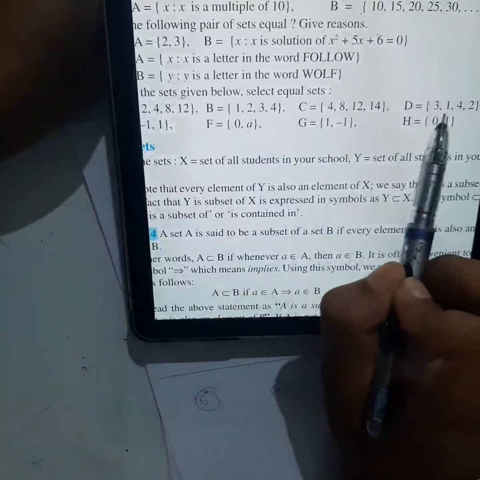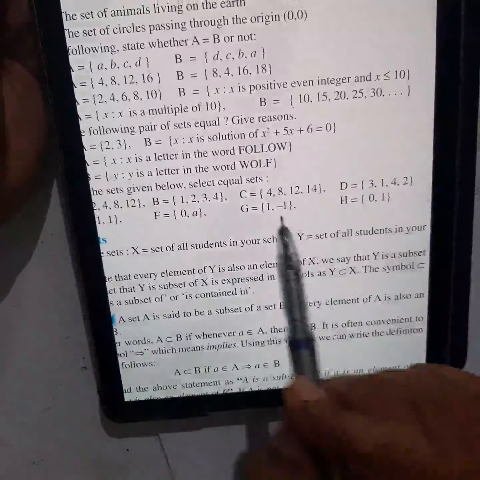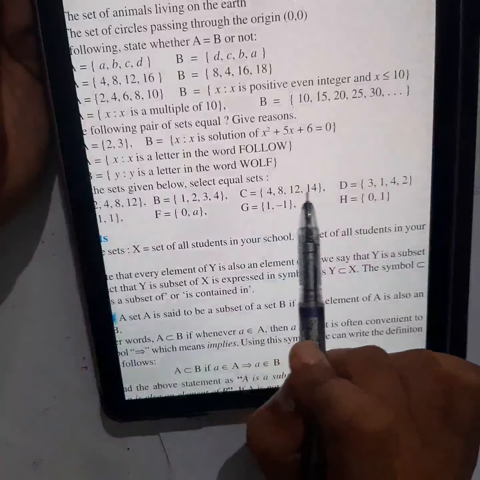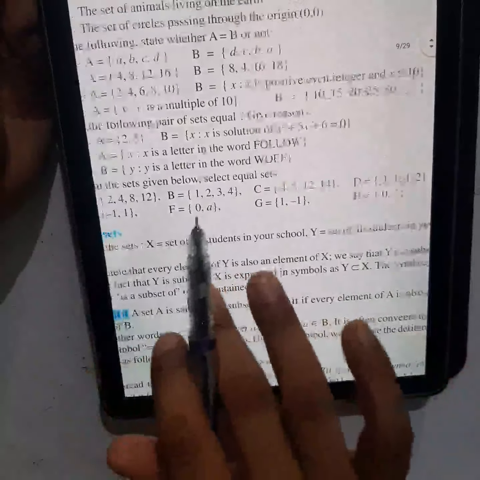We got it. B is equal to D. 1, 2, 3, 4 is here also. Next, C. 4, 8, 12, 14. Is there any set with 4, 8, 12, 14? No. D we already got.